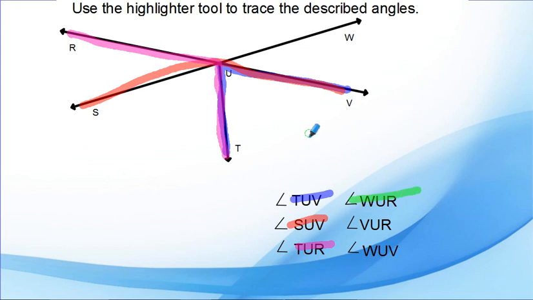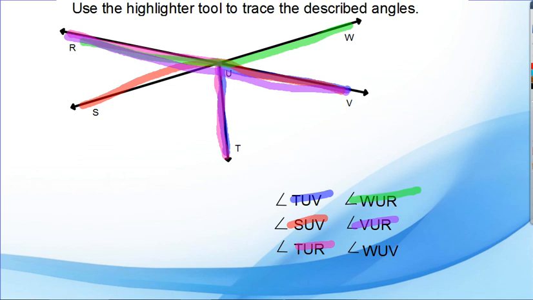We can do WUR. So WUR. So lots of angles in this. VUR. So start at V, go to U, go to R. And finally we can do, let's go with this tan color, W, U, and V. Right, so I hope that wasn't too confusing, but we just trace out where we start at.